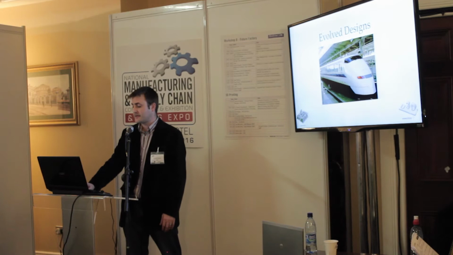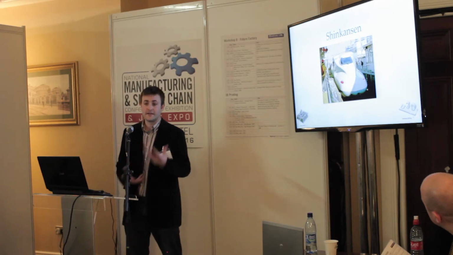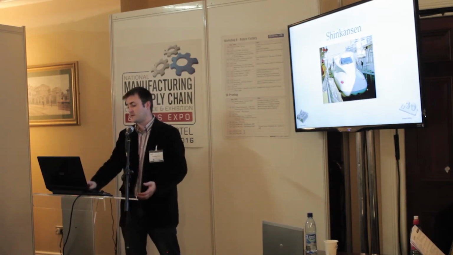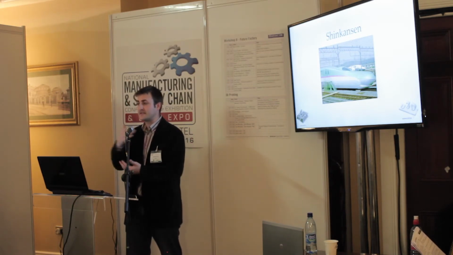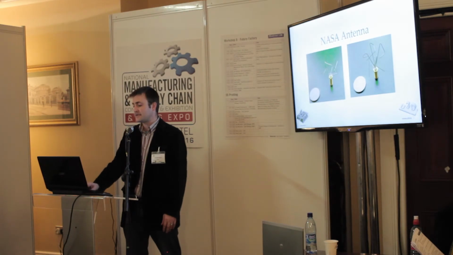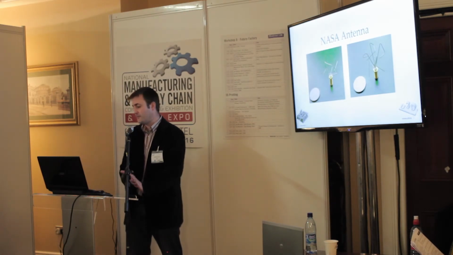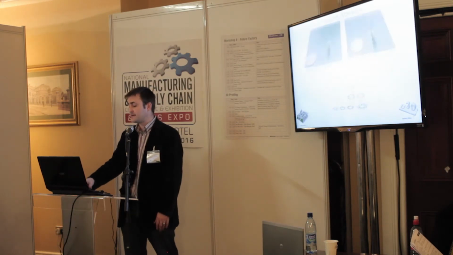An example of these in practice: this is the Shinkansen train in Japan, and this is the evolved design. Again, they're very non-intuitive approaches because it has no idea what it should look like. It's literally starting with guesses and then building on good guesses. This is a NASA antenna for the ST5 space program. Again, very non-intuitive, but it outperformed the traditional designs.